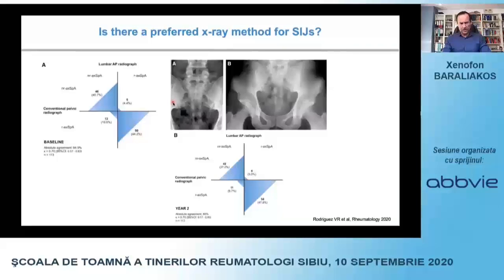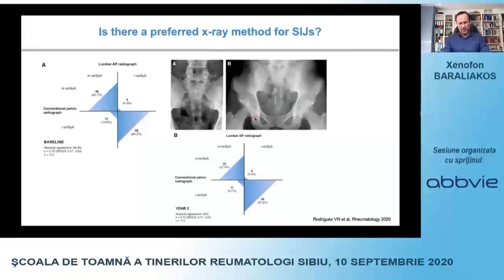I just want to say that out of the study, you see here how many patients were captured by the lumbar AP and the pelvic radiograph, either at baseline or 2 years later. This is the graph at the bottom. There is no big difference. So if the patient has lumbar spine and buttock pain, then I would prefer to do one X-ray to reduce radiation and include the sacroiliac joints in there.